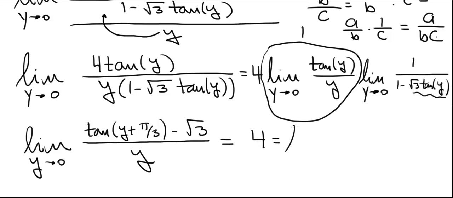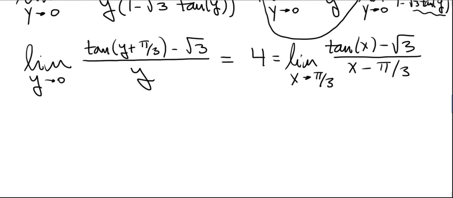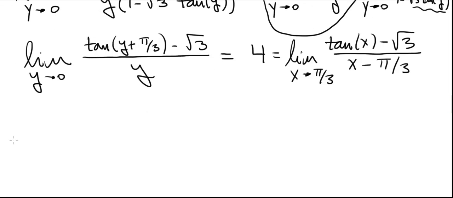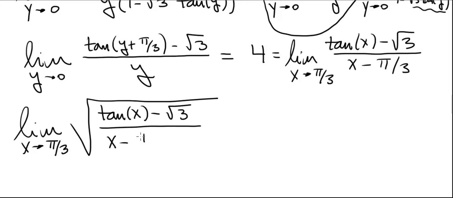And that's the same now as the limit as x approaches pi over 3 of tangent of x minus square root of 3 divided by x minus pi over 3. Now let's return to the original problem. The original problem was to evaluate the limit as x approaches pi over 3 of the square root of tangent of x minus square root of 3 divided by x minus pi over 3.